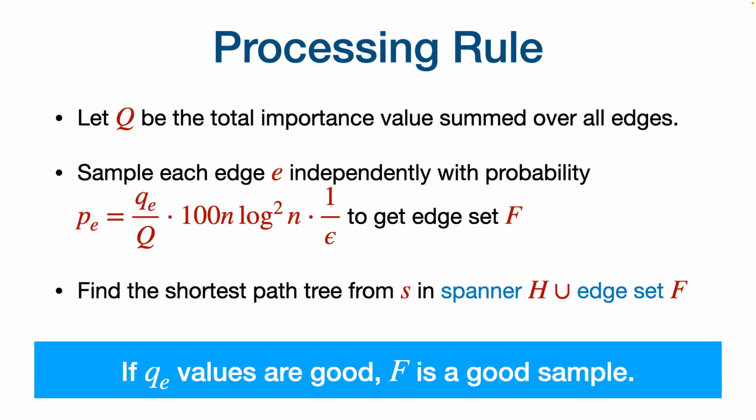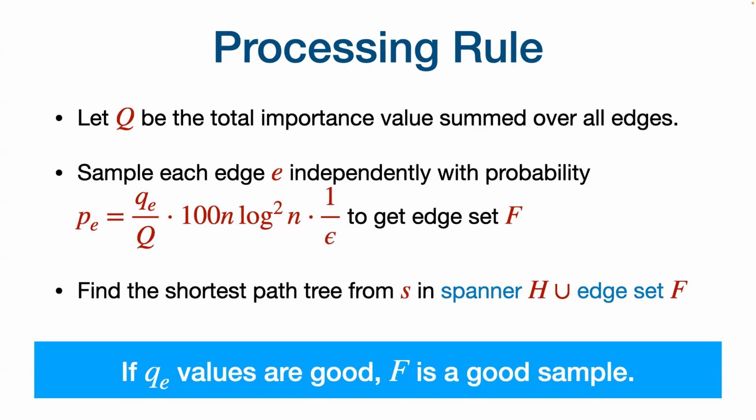How are we going to do this? This is something that is kind of standard in this model. You're just going to use these QE values and sample a lot of edges weighted by these QE values. Let capital Q be the total value, the sum of all these things. I'm going to sample each edge independently, weighted by its QE value times some polylog n over epsilon. Essentially, you'll have O tilde of n over epsilon edges in total, with high probability, and you're taking each edge weighted by its importance value.